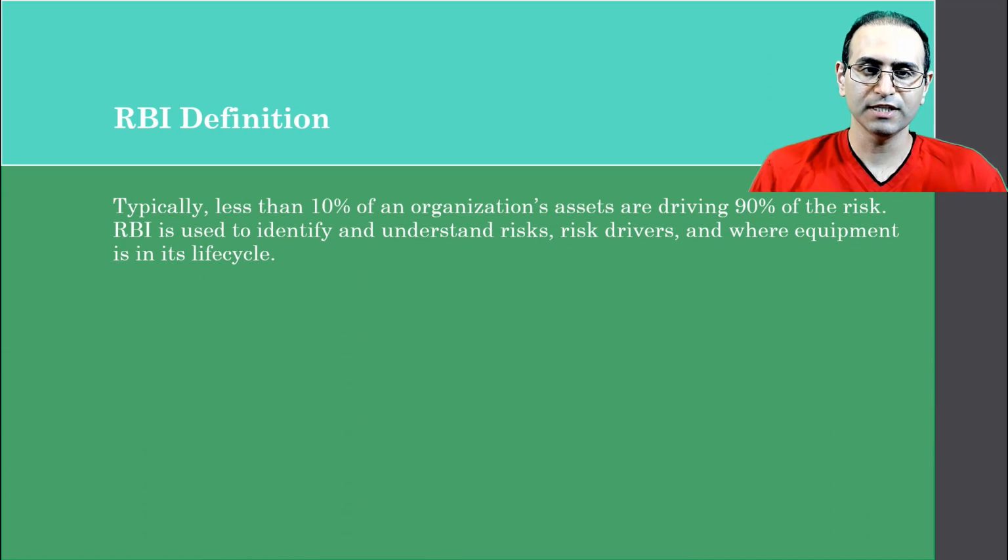Typically, less than 10% of an organization's assets are driving 90% of the risk. Most people who work at facilities know that there are some specific bad actors that mostly have problems or failures, and you have to take care of them all the time. RBI is used to identify and understand risks, risk drivers, and where equipment is in its life cycle. So it determines basically how much time we have to use this equipment and when we should replace it, repair it, or take any other actions.